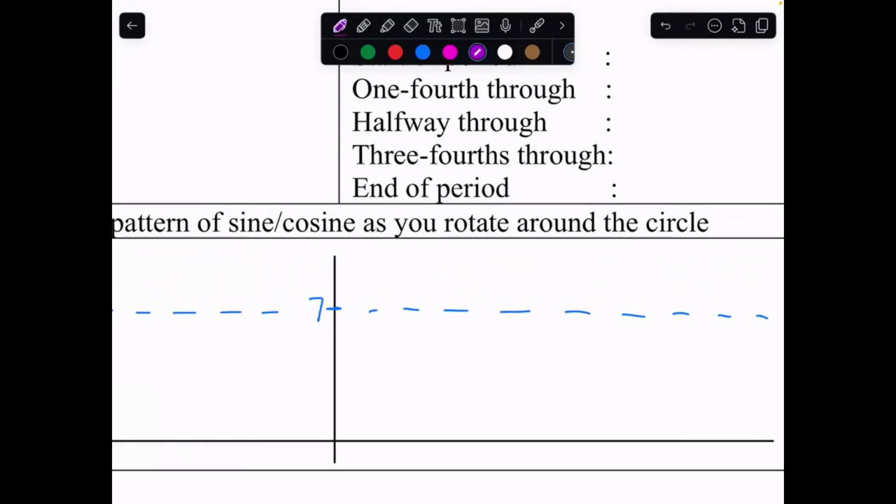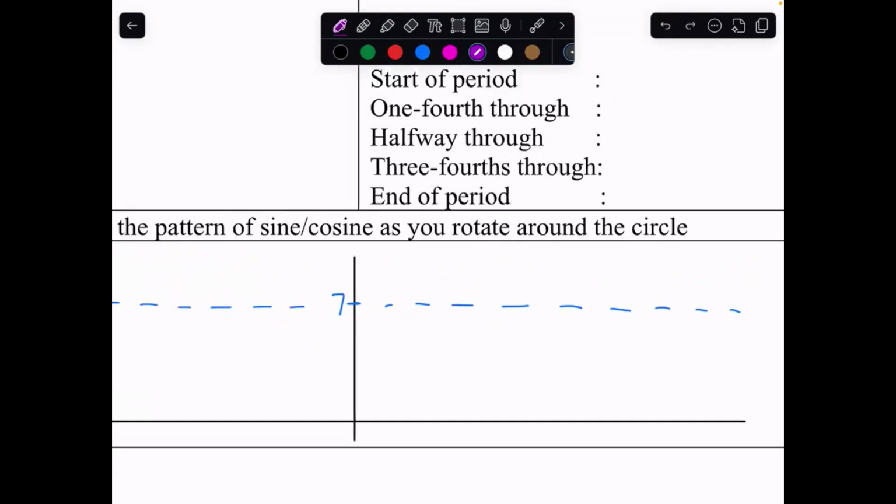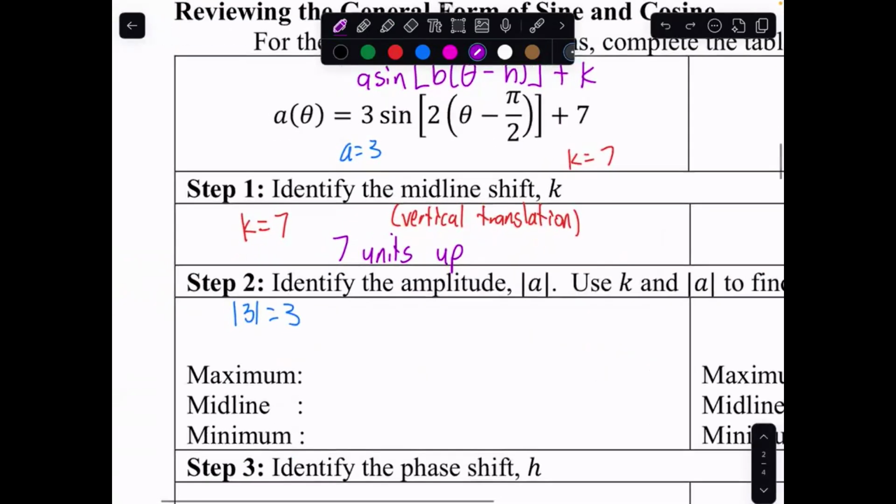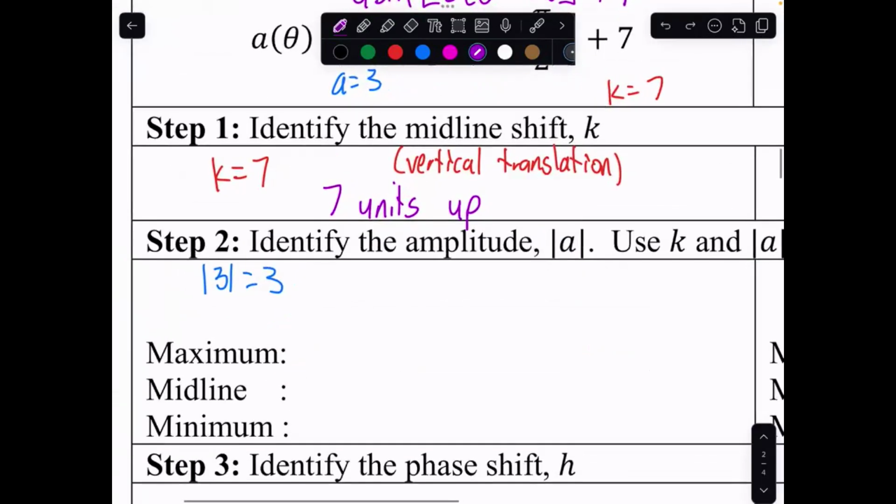From here, you could have many lines that have this as a midway point. It could be shallow, it could be very steep. The way we know which one it is is through the amplitude. So coming back up here to step 2, again, the midline is always simply K. For this problem, we already identified that it's 7.